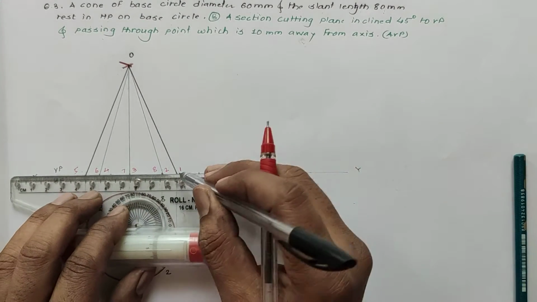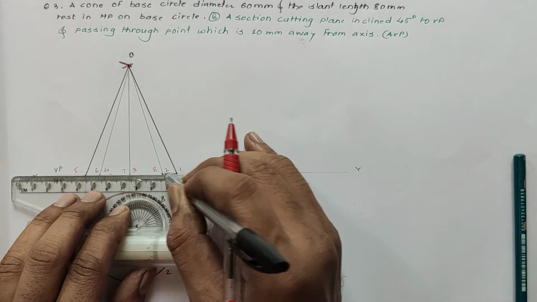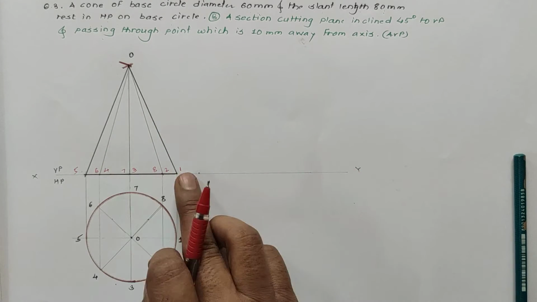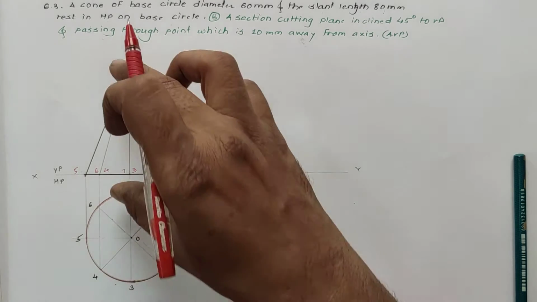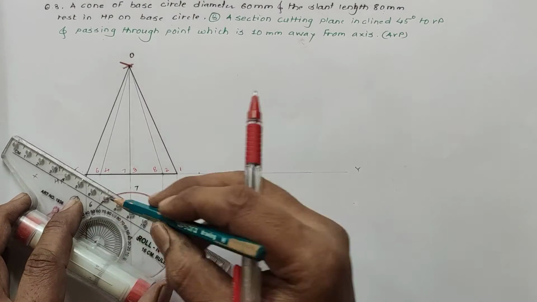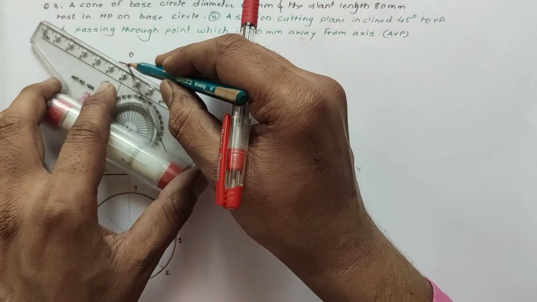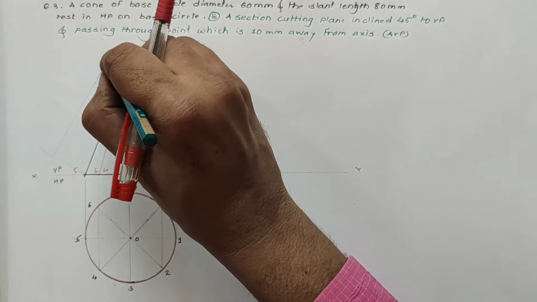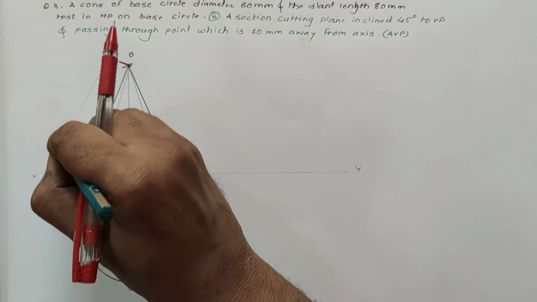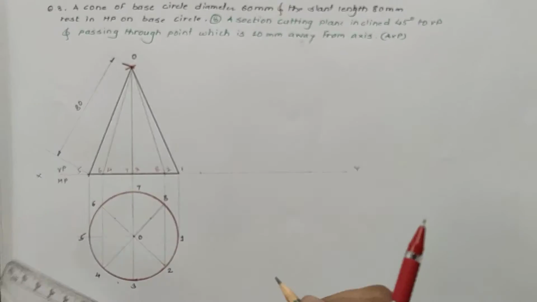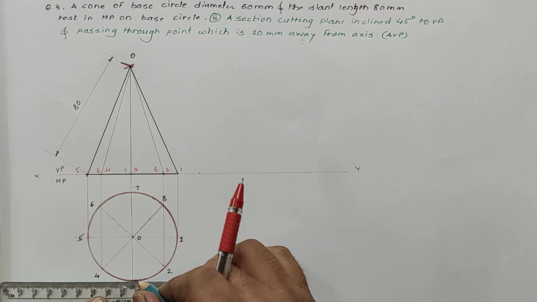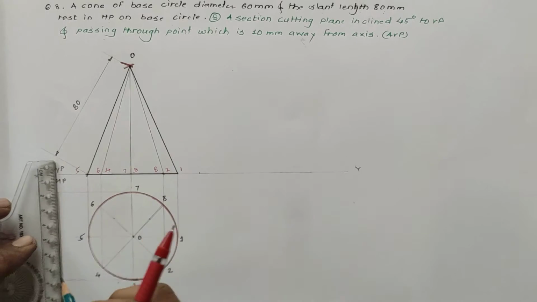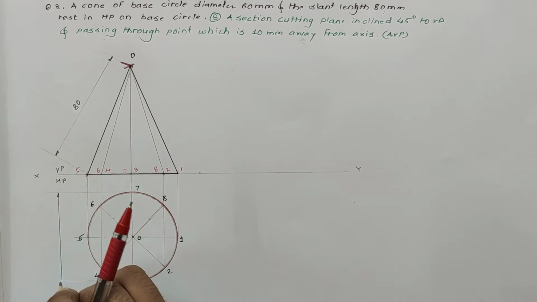Also draw the dark or thick line at the base of the cone. So the cone with base diameter 60 mm. This is diameter 60 mm, and the slant length is given. So we show the slant length in this figure. This slant length is 80 mm and the diameter of the circle is 60 mm. Also show the dimensions.